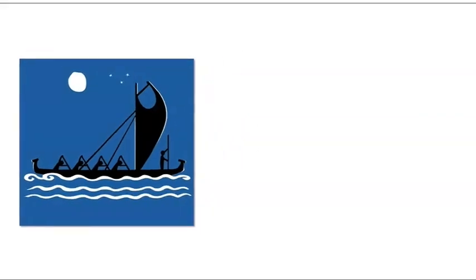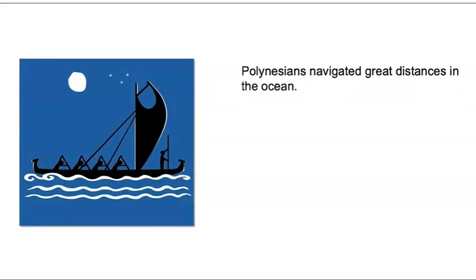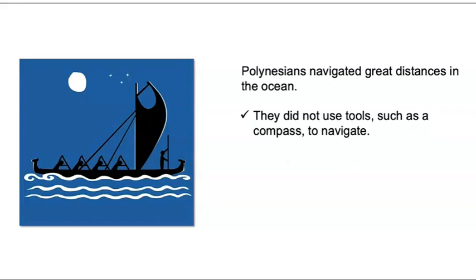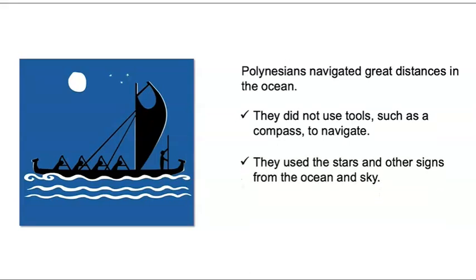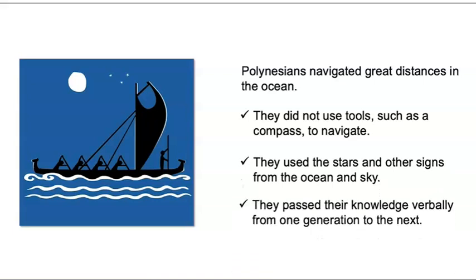As we read the article, what evidence did we find that Polynesians navigated great distances in the ocean? They did not use tools such as a compass to navigate. They used the stars and other signs from the ocean and sky. And they passed their knowledge verbally from one generation to the next. So, the ancient Polynesians used stars and other celestial objects to find their way.